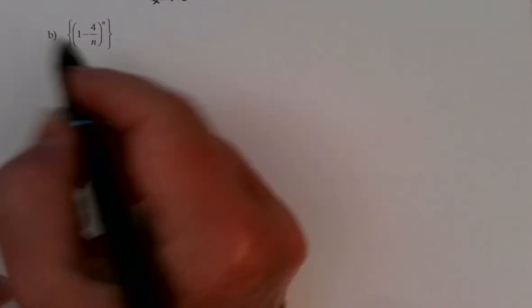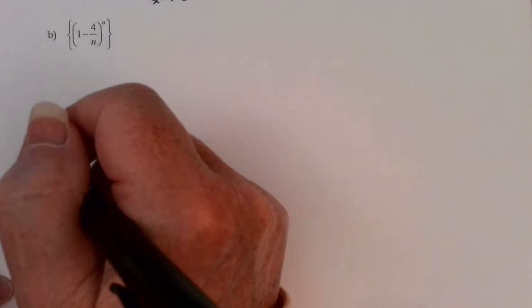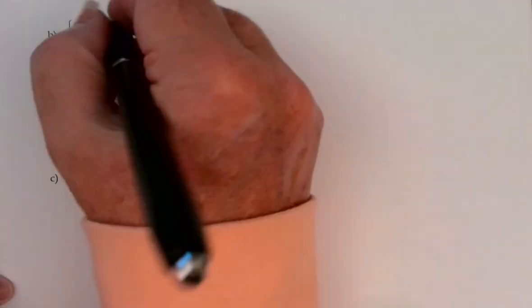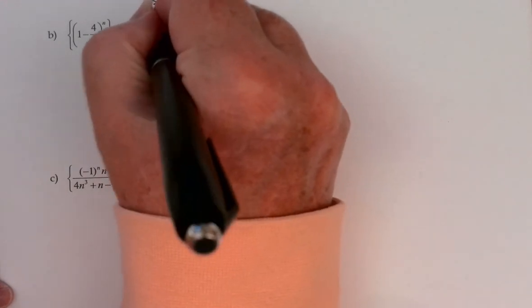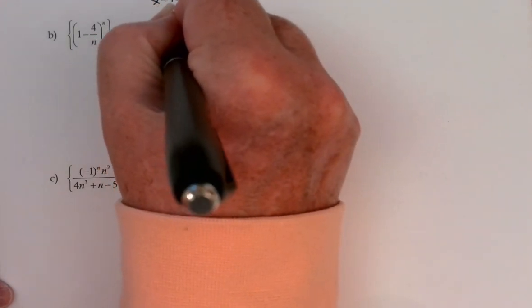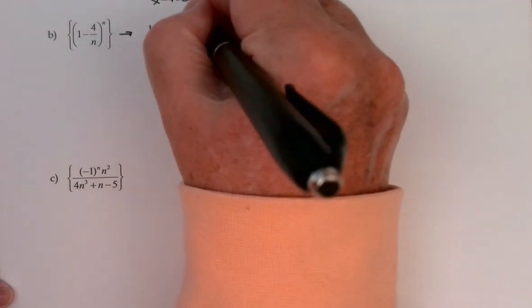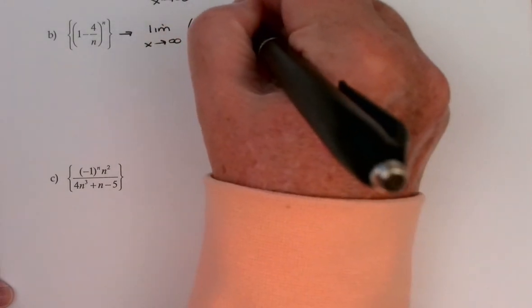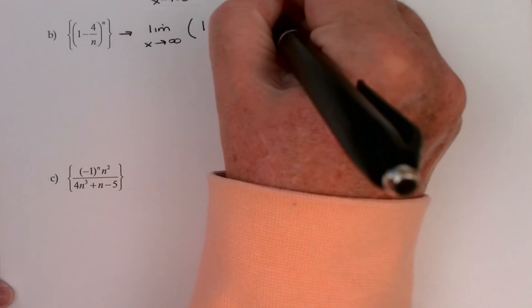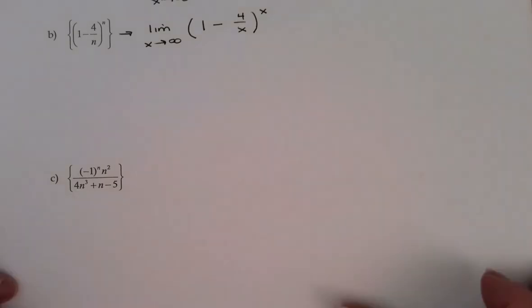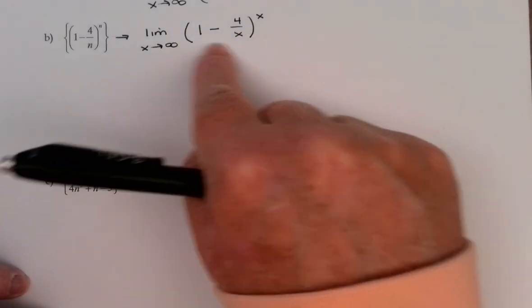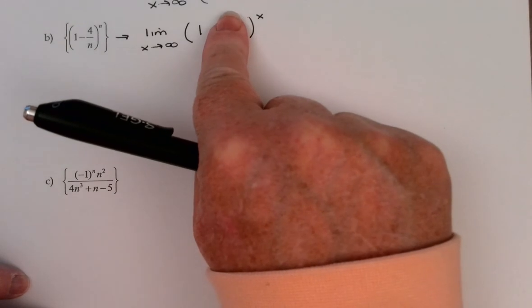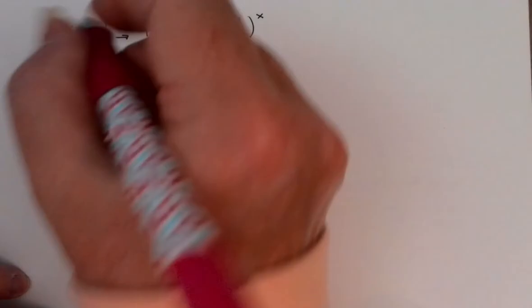Same deal. I've got a sequence. I want the limit of the sequence, but I'm going to find that by calculating the limit of the function. So I'll make that 1 minus 4 over x, to the x power. Now, you may remember this one. In this case, that piece goes to 0, so this is 1 to the infinity. This is an indeterminate form, right?